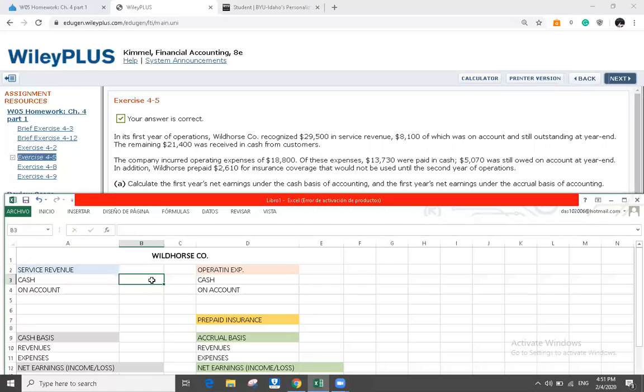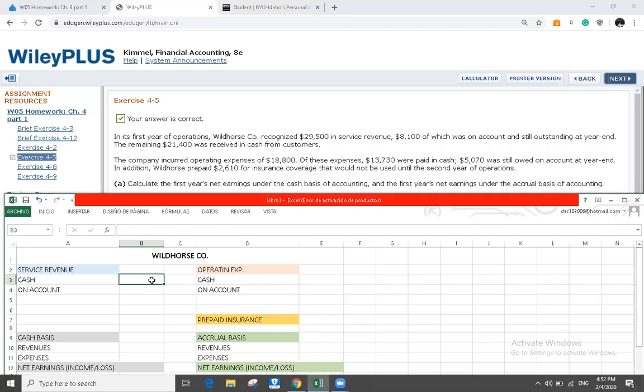So the exercise starts saying, in its first year of operations, Wellhorse CEO recognized $29,500 in service revenue, 8,100 of which was on account and is still outstanding at year end. The remaining 21,400 was received in cash from customers. The company incurred operating expenses of 18,800. Of these expenses, 13,730 were paid in cash. 5,070 was still owed on account at year end.